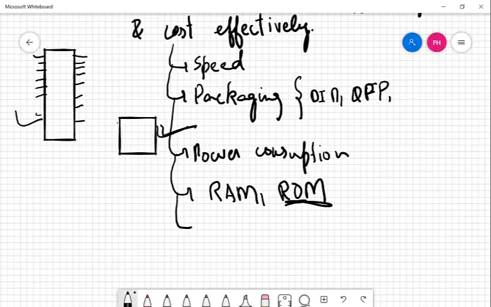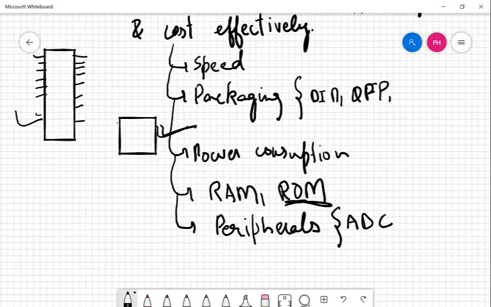We will also be checking the peripherals. What do I mean by peripherals? By peripherals, we mean the extra features that this microcontroller gives me. Is there an inbuilt ADC, analog to digital converter? Because in most applications I will be needing an ADC. If there is no inbuilt ADC present in the microcontroller, I may have to attach it externally, and that will add to the complexity of the circuit. So if I have to use an ADC, I will check whether this particular microcontroller has an inbuilt ADC or not.